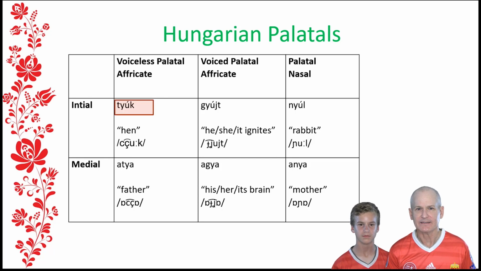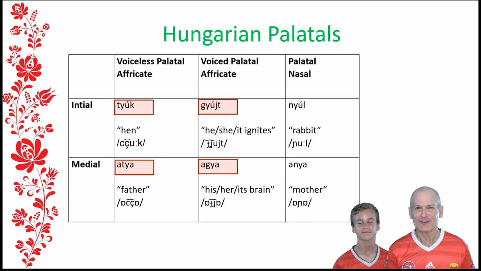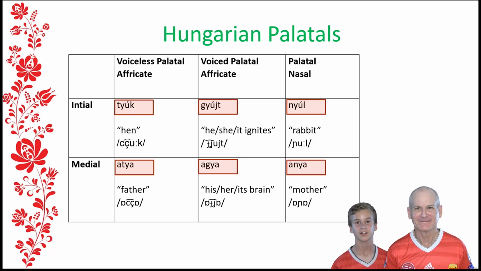Tyúk. Which means hen. Atya. That's father. Gyújt. And that means he, she, or it ignites. Agya. His, her, or its brain. Nyúl. And that's a rabbit. Anya. Is mother. So those are very different than cha and ja, for example, in English.